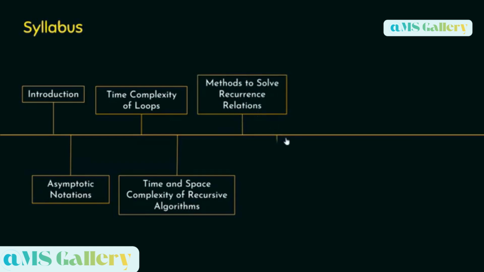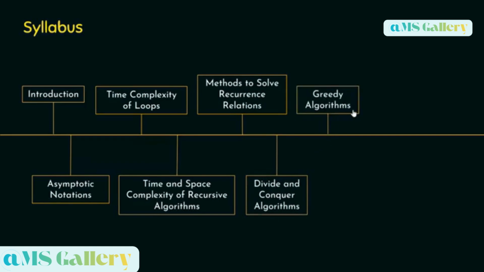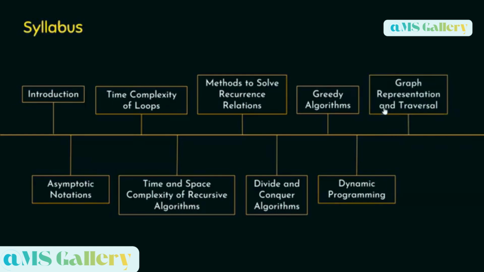The sixth chapter will be divide and conquer algorithms. The seventh chapter will be greedy algorithms. The eighth chapter will be dynamic programming. The ninth chapter will be graph representation and traversal. And the 10th chapter will be sorting algorithms. We will cover all these chapters in depth in this course.